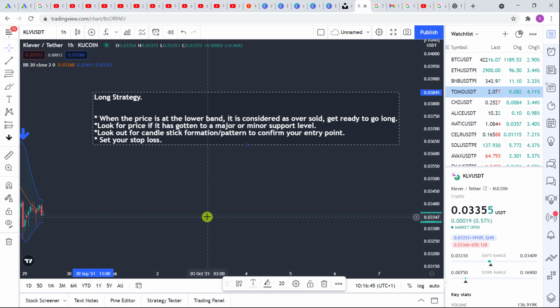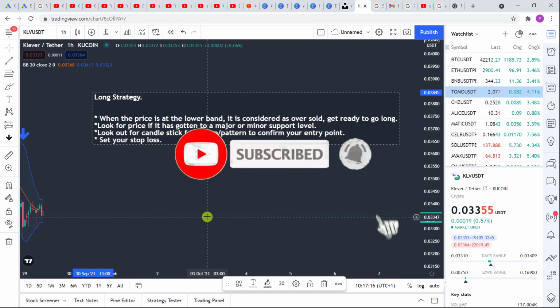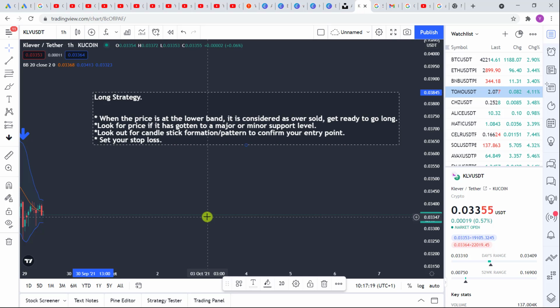For the long strategy, the first thing we have is that when the price is at the lower band, it is considered oversold. Get ready to go long. So we should not go long instantly. We should just get ready to go long, and we look for the next option. We look at whether the price has gotten to a major or minor support level. When that is also confirmed, we look for the next thing, which is a candlestick formation or pattern to confirm our entry point. And the last but not the least option is to set our stop loss. So let's take an example for the long strategy now.